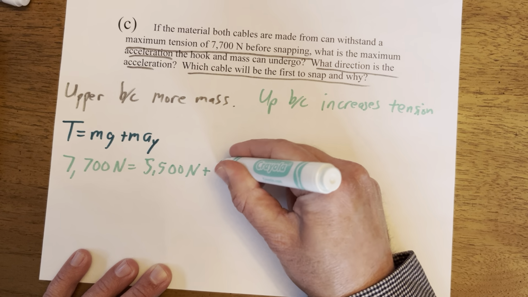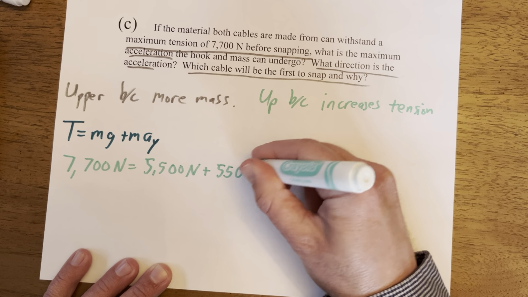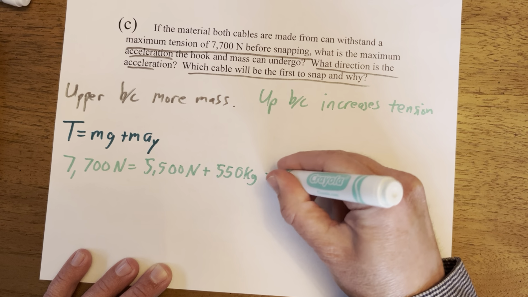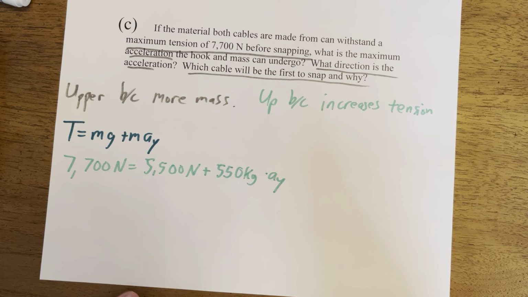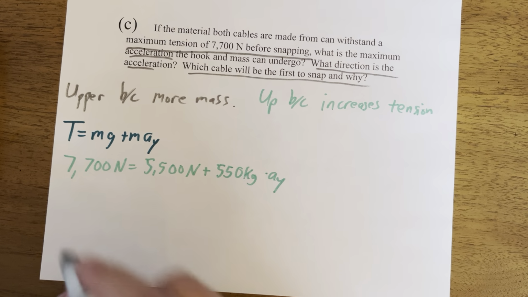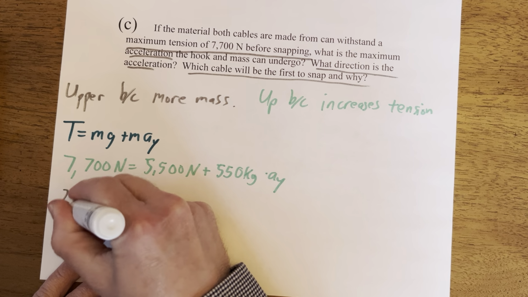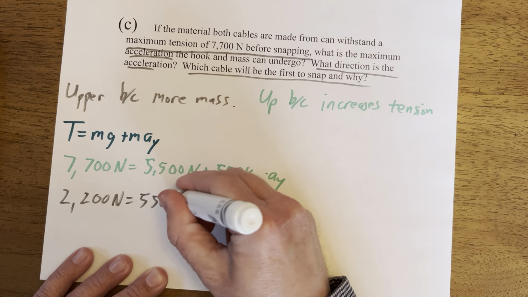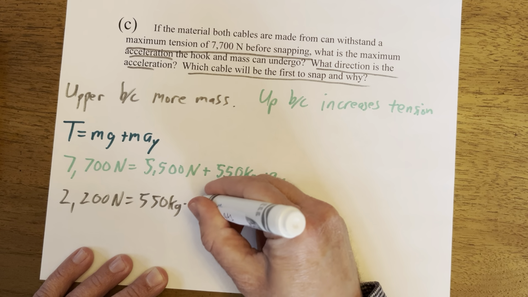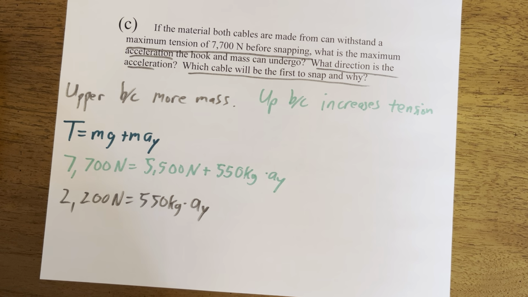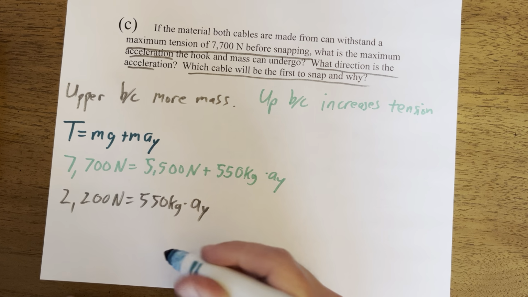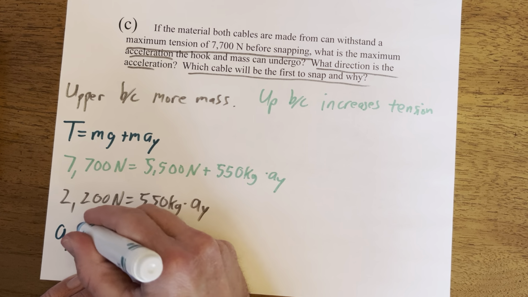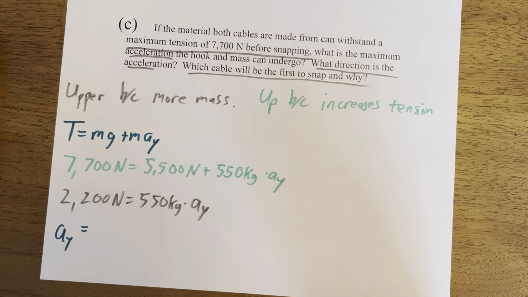And then the mass here is 550 kilograms here times the acceleration in the y direction here. So I'll subtract this over to the other side here. So we get 2,200 newtons is equal to 550 kilograms times our acceleration in the y direction, which means the last step here is that we've got to just divide each side by 550. And so, shoot, I didn't work this out beforehand. I can't do this in my head.